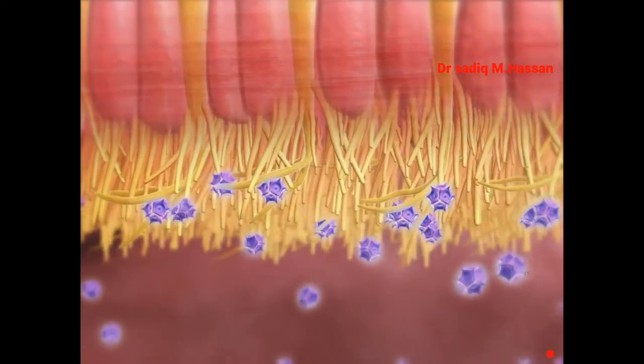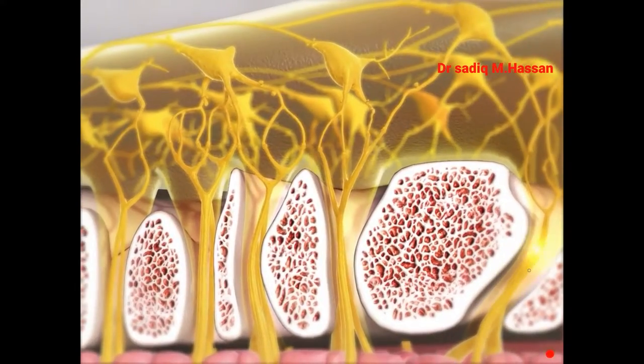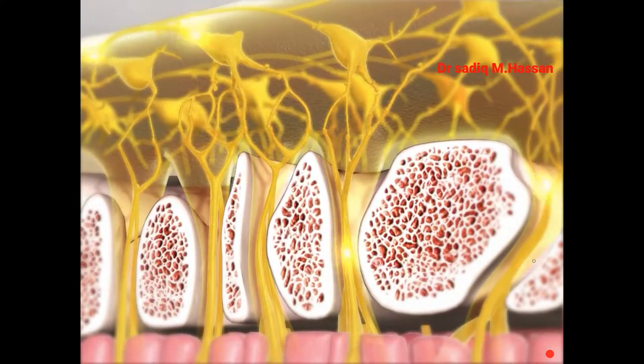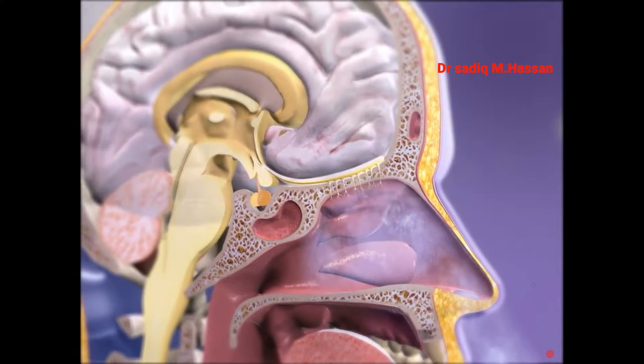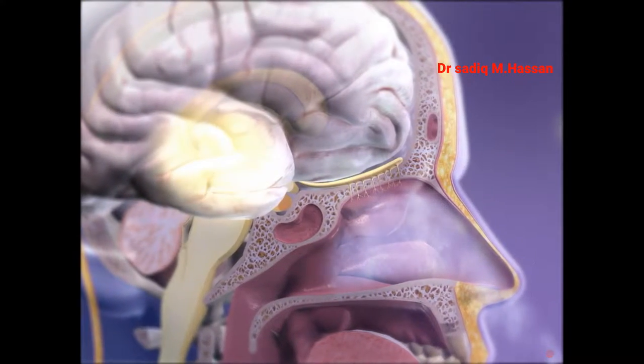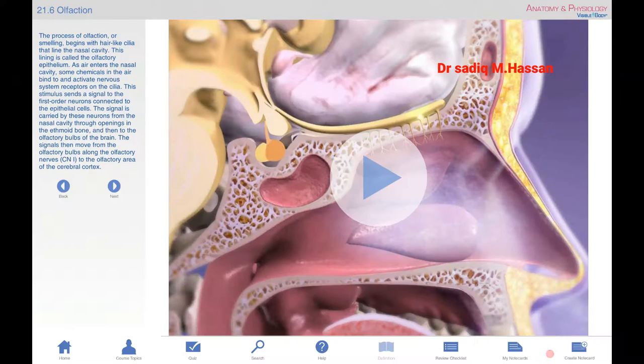The signal is carried by these neurons from the nasal cavity through openings in the ethmoid bone and then to the olfactory bulbs of the brain. The signals then move from the olfactory bulbs along the olfactory tracts to the olfactory area of the cerebral cortex. We said that the process of olfaction, or smelling, begins with the hair-like cilia that line the nasal cavity. So let us move to the next one.